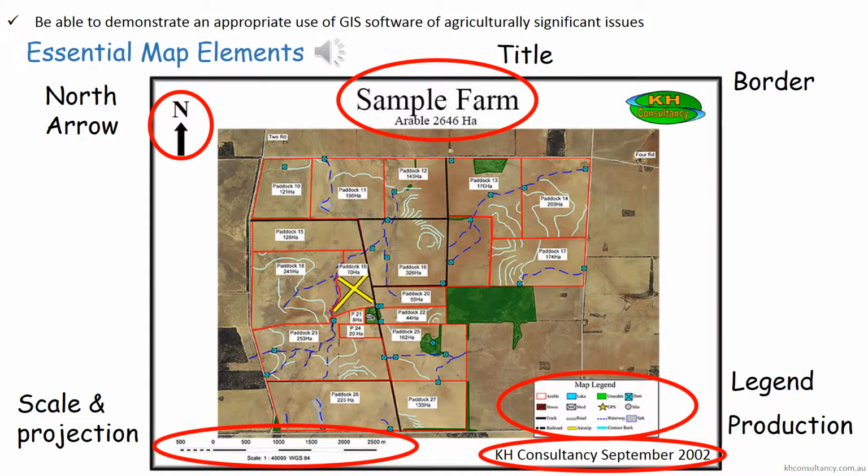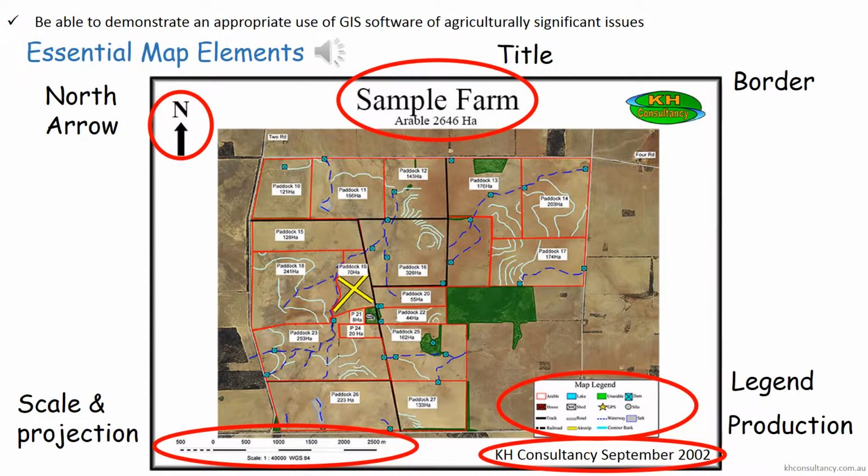When we produce a map, there are several essential map elements that actually make the map a map as opposed to just a diagram. So every map has a title beginning at the top. Every map has a north arrow, which shows you which way is north. Every map should include a scale bar, which shows you what distance on the map is equal to what distance on Earth or on the ground.